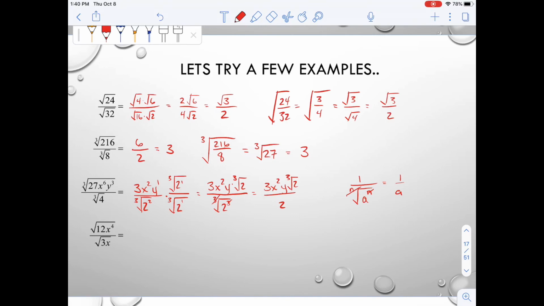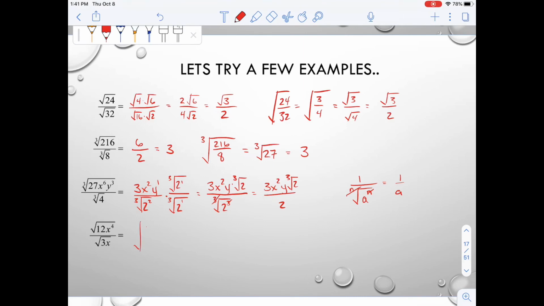Okay, the last one here, I've got the square root of 12x squared over the square root of 3x. I could go right through and rationalize, and in this case it's a square root, so I can multiply by square root of 3x over square root of 3x. I don't want to do that, right?